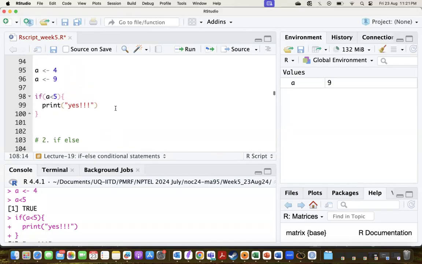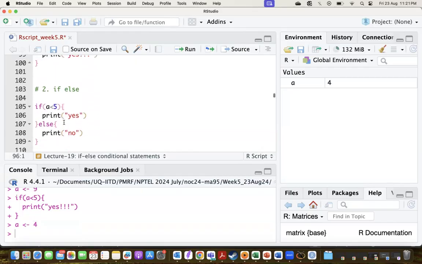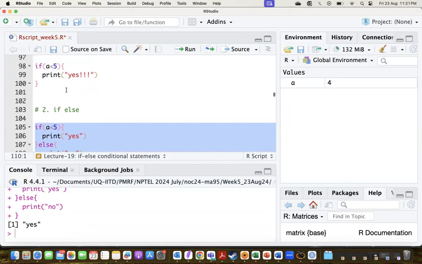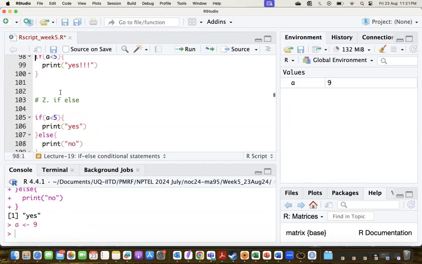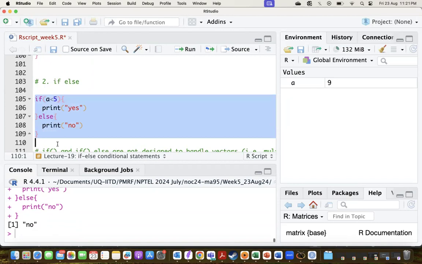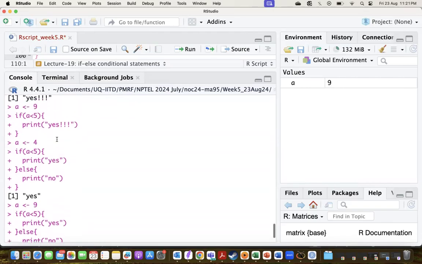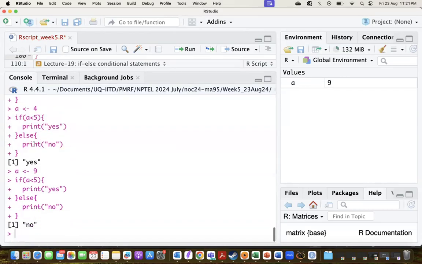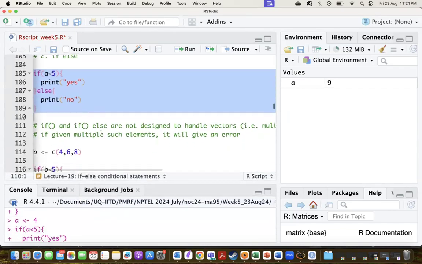Again, let's take the same cases. Let's take A is 4. Now I need to execute the whole thing. I select the whole thing and I get yes, which is correct. Now, if I write A is 9, and now if I execute the whole thing, I get no, right? So A is 4, I execute this whole thing, I get yes. When A is 9, I execute the whole thing, I get no.